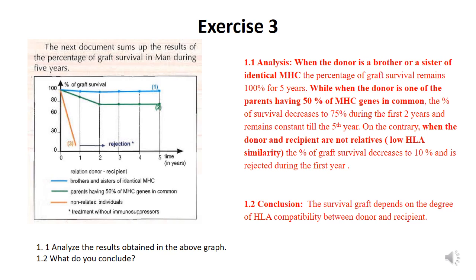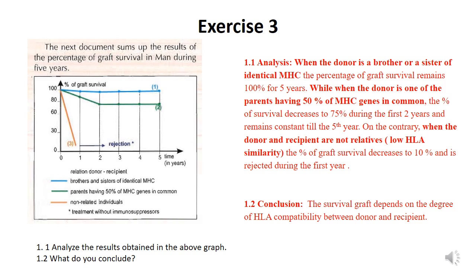Especially when someone receives a graft, usually this individual is provided with immunosuppressors, which are medicines that decrease the immunity so that this individual tolerates the graft and doesn't reject it after a certain period of time. So here in the case of graft between non-related individuals, there was no treatment with immunosuppressors. So you see there is rejection. Okay, you are asked to first analyze the results obtained in the above graph and second to draw out a conclusion.